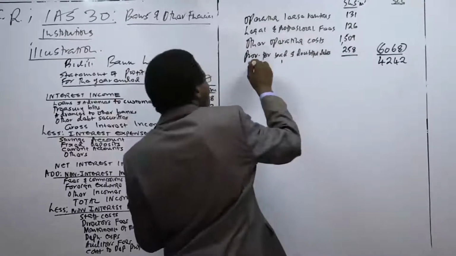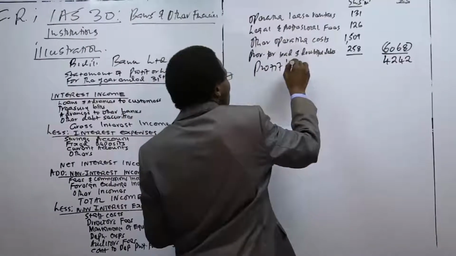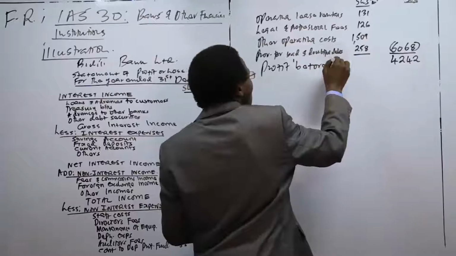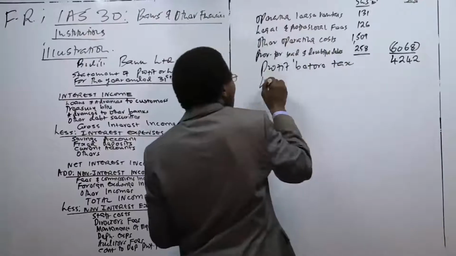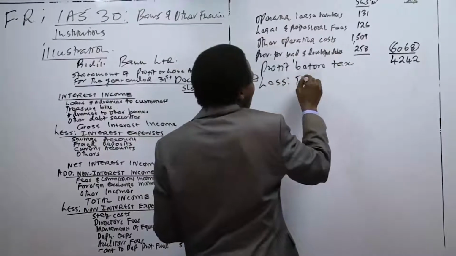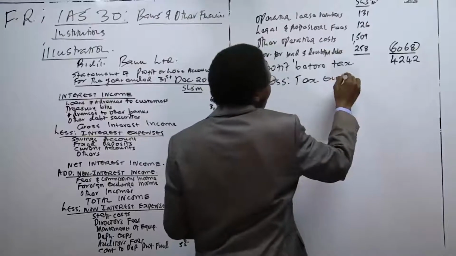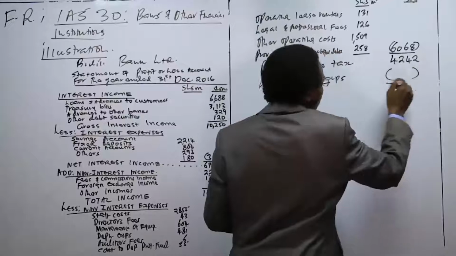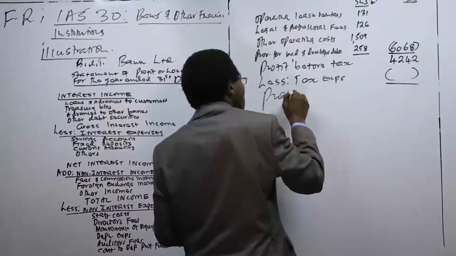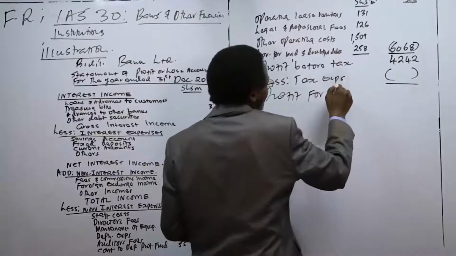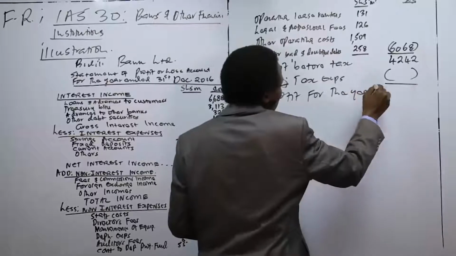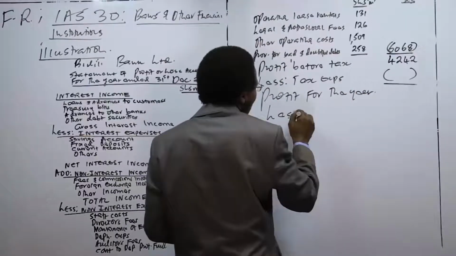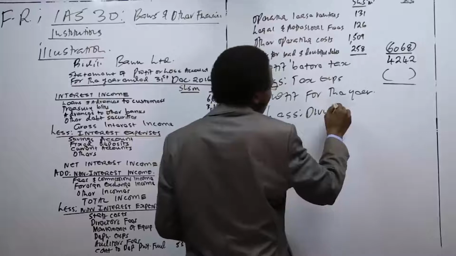And that is what we refer to as profit before tax. Then we less the tax expenses. After we have subtracted the tax expenses, we'll get the profit for the year, or we call it profit after tax. Then we less the dividends. The dividend paid.